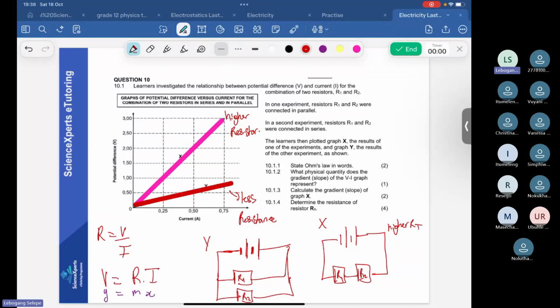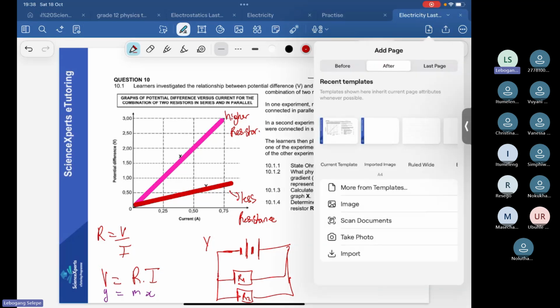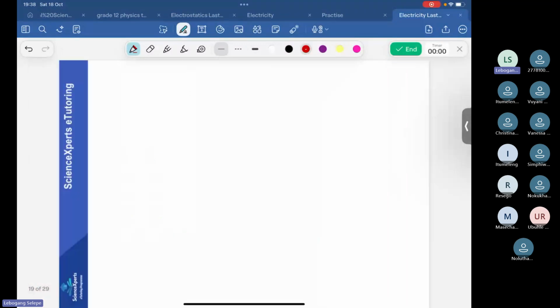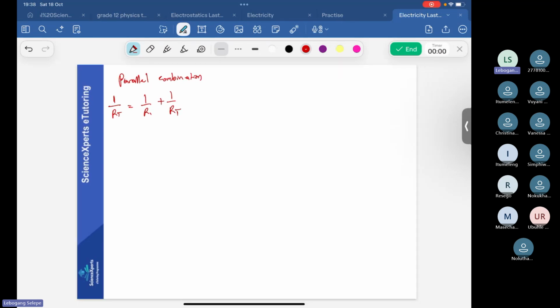So how would you determine the value of R1? You'd have to use a simultaneous equation. Do you guys see that you have to use a simultaneous equation? Because look, you take the parallel combination. This was a good question. For the parallel combination, 1 over R total is equal to 1 over R1 plus 1 over R2, right?